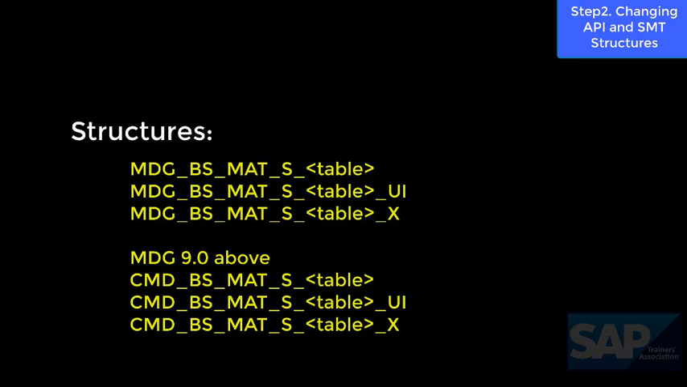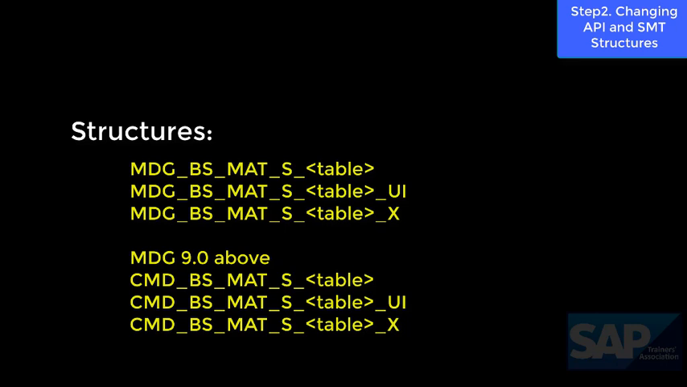So what would be the structure name? If we are talking about table Mara, then it becomes MDG_BS_MAT_S_MARA, the Mara table structure. If it was plant data where we wanted a custom field, then this table would have been MARC, and likewise. So we'll see that later. Just to give you an idea, these three structures and then the CMD structures will be there.